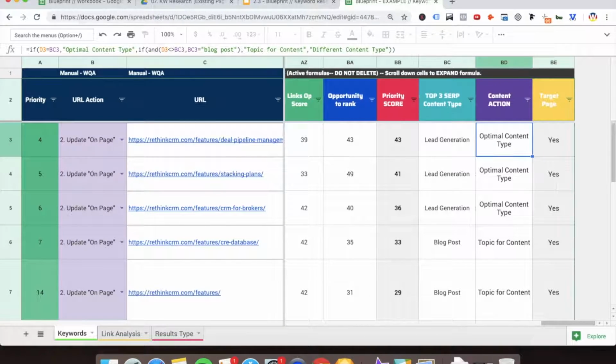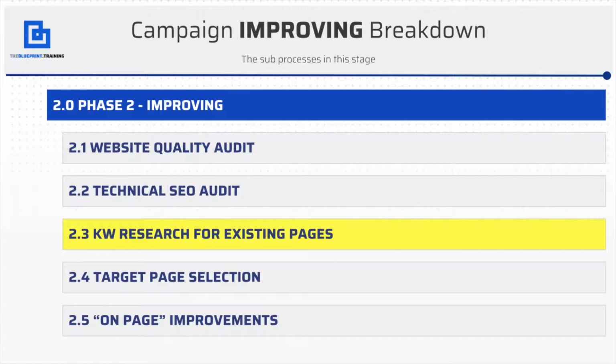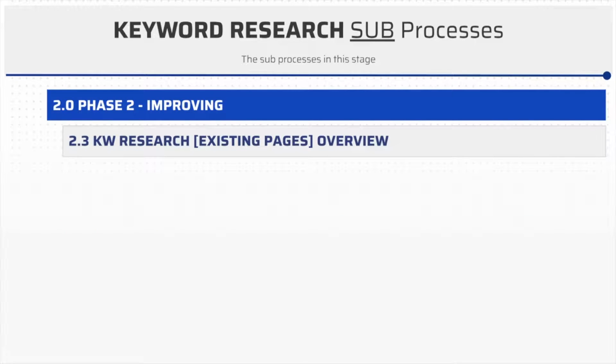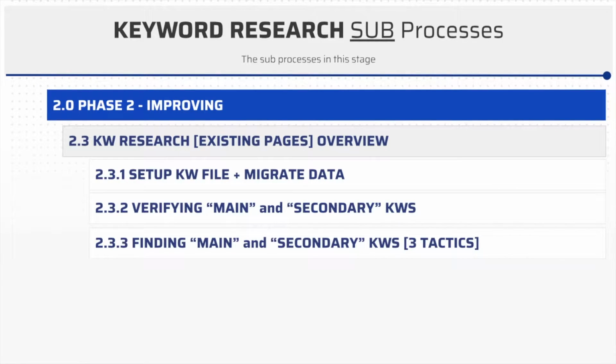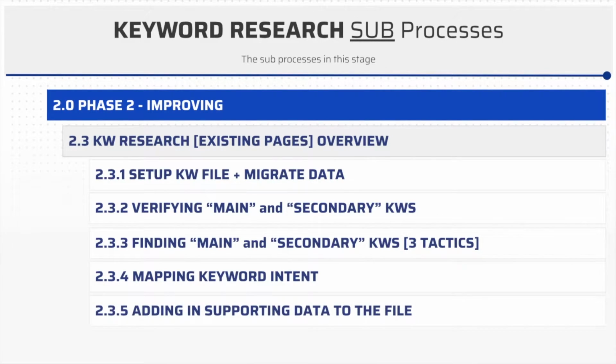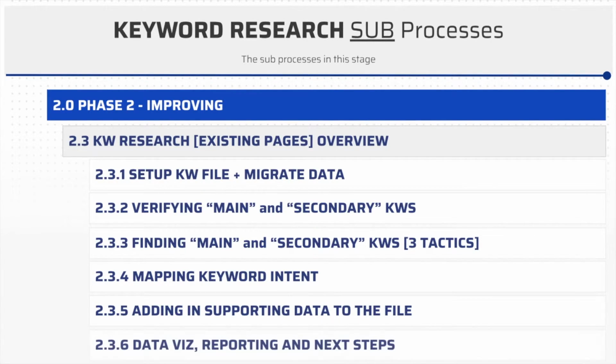I mentioned that, and of course I'm going to go through all these things in extreme detail with you throughout this module. I just wanted to give you a taste of what's coming. Specifically, within the sub processes of keyword research, we've got video sessions broken out for all of these. We're going to talk about setting up the file and how to migrate the data. I'm going to show you how to verify the main and secondary keywords. I've then got 3 different tactics for finding keywords. Keyword research is nothing new, guys. I'm just going to give you a couple of tactics that I use to do this at scale. Then I'm going to talk about mapping keyword intent, adding in all that supporting SERP data from Ahrefs into the file, and then putting together a nice report and presentation and the next steps off the back of this.